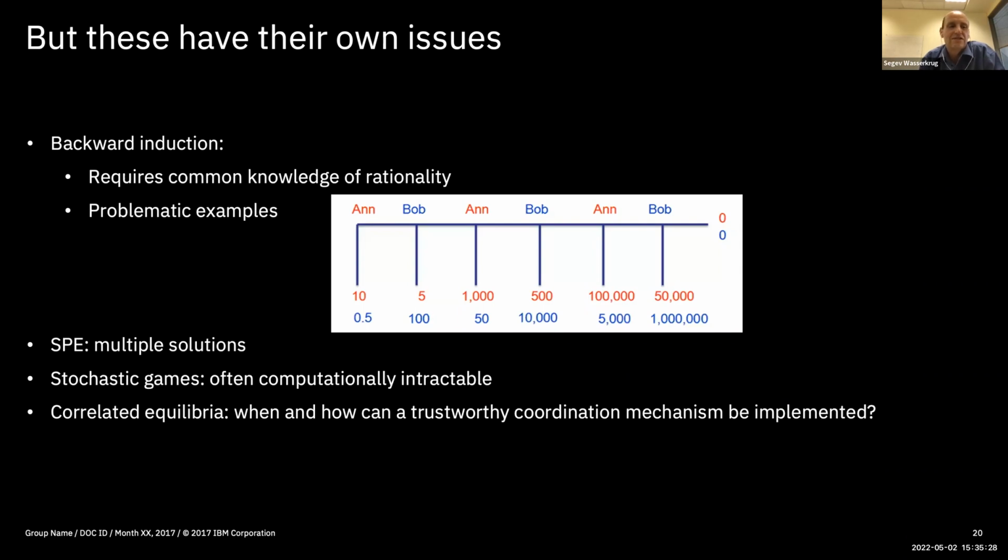Stochastic games, again, are computationally intractable in many cases. And for correlated equilibria, there's always the issue of when and how a trustworthy coordination mechanism can be implemented. Where do we get this magical coordination instrument? The typical example is traffic lights. But in how many other scenarios can we get such a clear traffic light coordination?